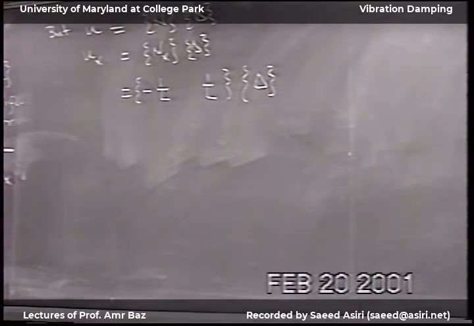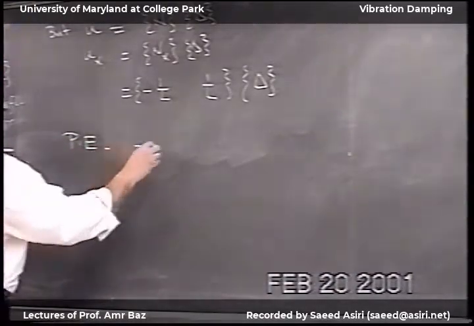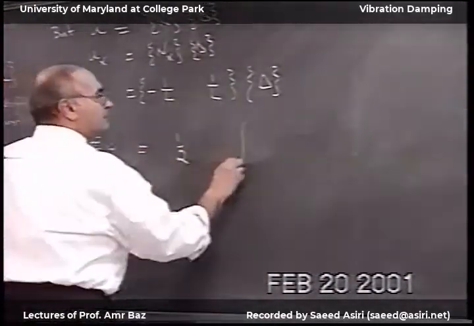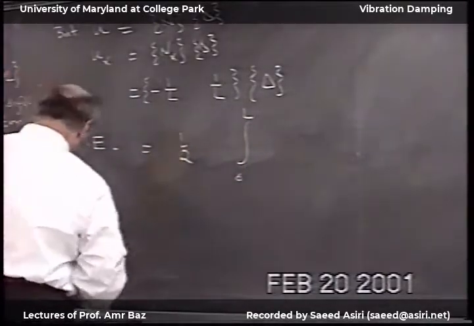Now I want to calculate this term, the one we have inside here. So now the potential energy will equal 1/2 the integral from 0 to L. EA, I'm going to put them outside.